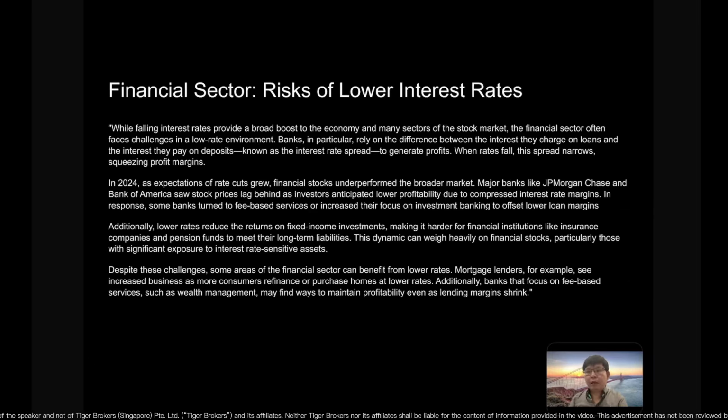So a falling interest rate boosts the economy and many sectors. The financial sector, however, faces some challenge in a low rate environment. Banks rely on the difference in interest rates to charge on loans. This is known as the spread, which generates a profit.